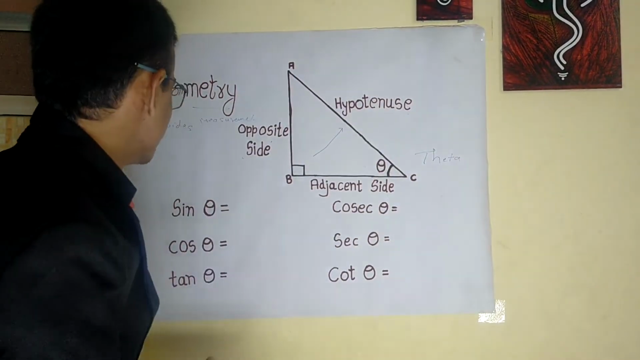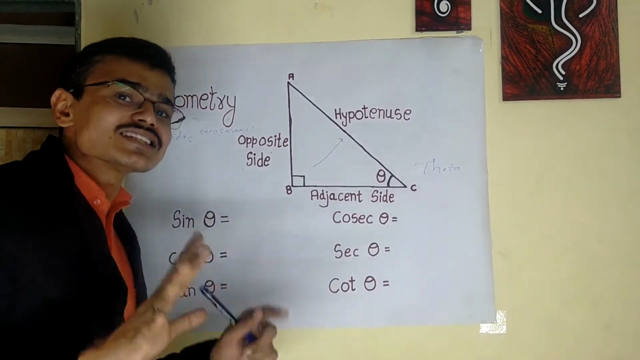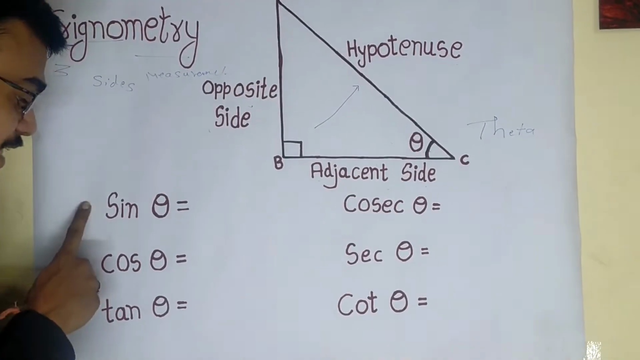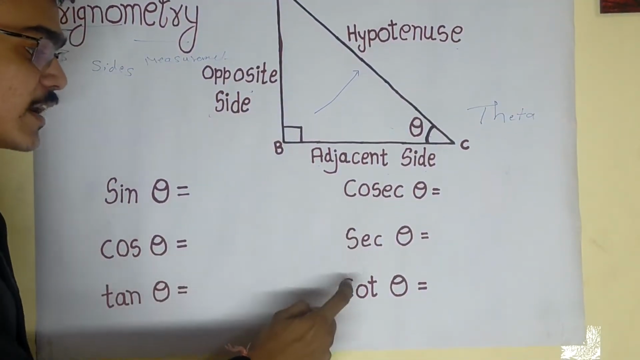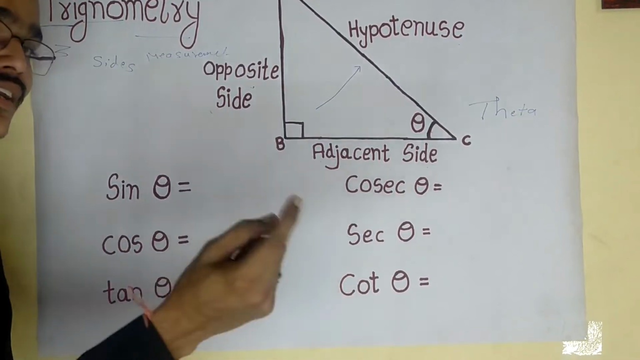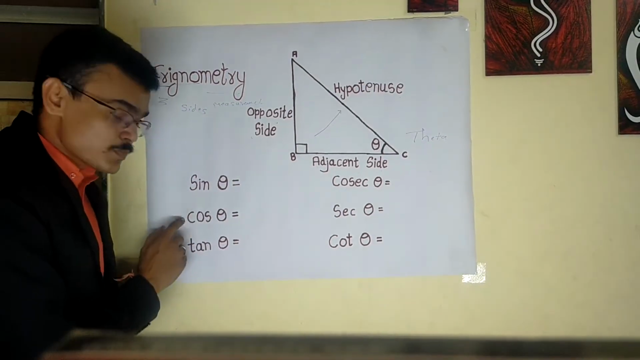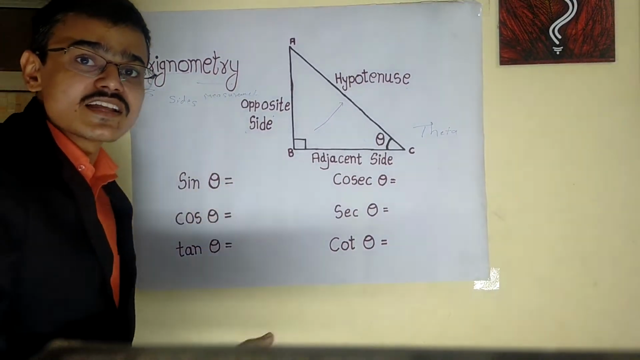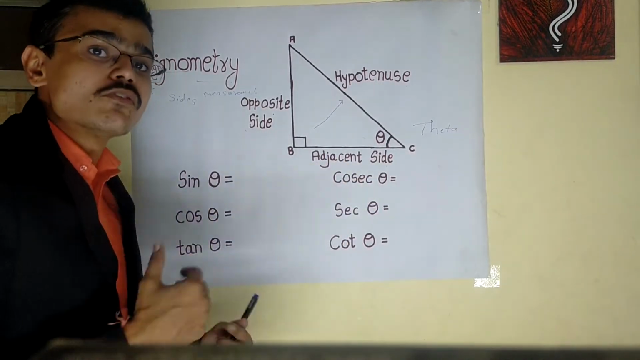Now let's come to the trigonometric ratios. Basically in trigonometry there are 6 ratios: sin theta, cos theta, tan theta, cosec theta, sec theta, cot theta. Or you can remember the initials: S, C, T, C, S, C. This is the initial you can remember. So there are 6 ratios. Now we will define them.